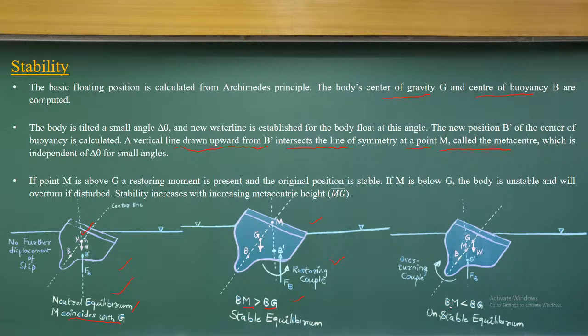But if BM is less than BG, you will have an additional overturning moment. So just try to understand, with the line of axis, the metacentric height, the CG (the center of gravity), and the center of buoyancy, how the BM relationship with BG shows whether you will have an overturning moment or a restoring moment.